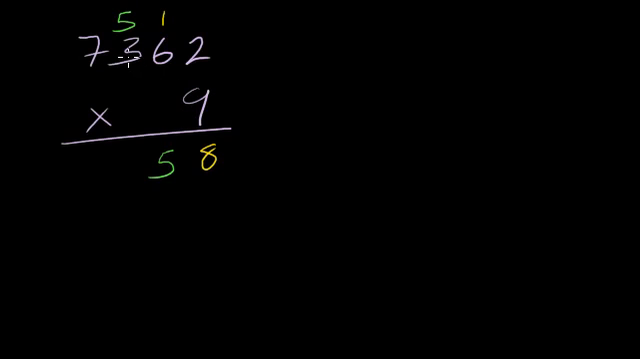What's 9 times 3? 9 times 3 is 27. Hopefully you have that memorized. And then 27 plus 5 is 32. And then you have 9 times 7. That's 63. But we have this 3 hanging out there. So 9 times 7 is 63, plus 3 is 66. You write the 6 here. And then you have nowhere to put the 6 in the 66, so you write that down here as well. And so 7,362 times 9 is 66,258. Hopefully you found that useful.